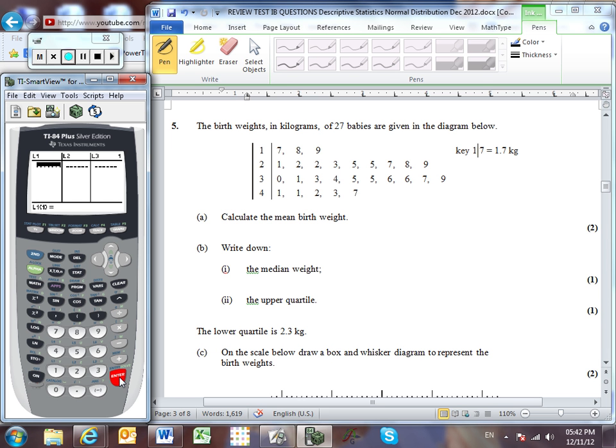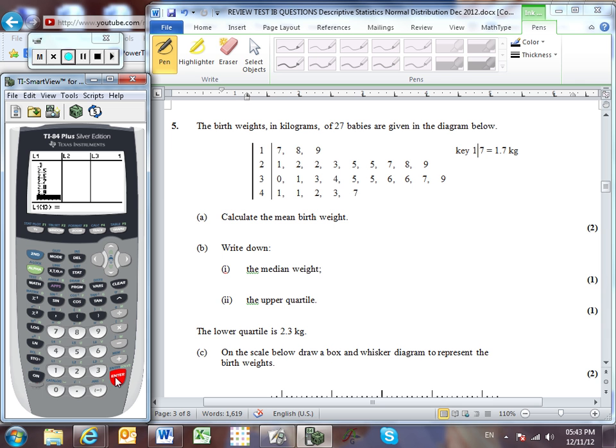Our key tells us that the stem of 1 followed by a leaf of 7 means 1.7. So let's put in our values then. 1.7, 1.8, 1.9. And now we've got a whole bunch of values. 2.1, a couple of 2.2s, 2.3, 2.5, 2.7, 2.8, and 2.9. I will do a count at the end to make sure that I've included all of my values.